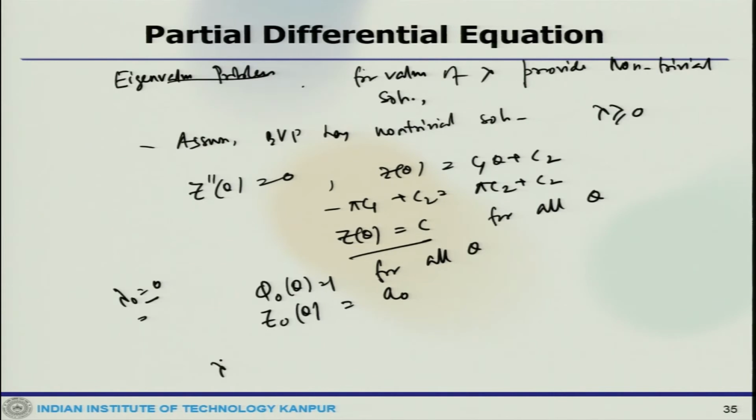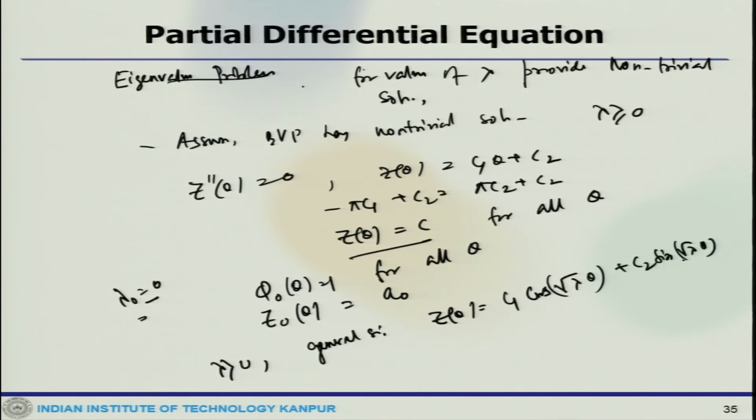Where lambda is greater than 0, the general solution would be of the form z theta equals C1 cos root lambda theta plus C2 sin root lambda theta, for all theta. So, we have z prime theta, which is minus C1 root lambda sin root lambda theta plus C2 root lambda cos root lambda theta.